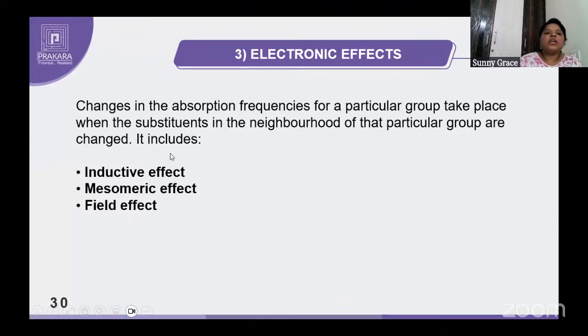So when I say inductive effect, for example, when an alkyl group is present, what happens? It will cause a positive inductive effect, and a positive inductive effect will go to the higher frequencies. Coming to the negative inductive effect, it will lead to the lower frequencies. And the mesomeric effect is because of resonance, which we will see in resonance. Then the field effect also will be affecting the frequencies. Wave numbers will be changing.